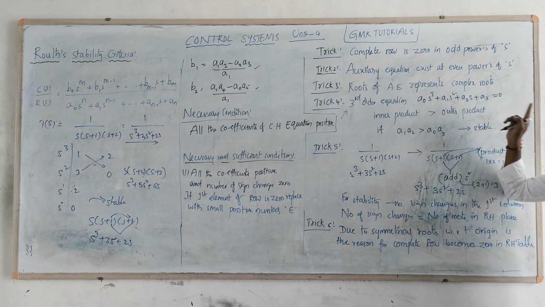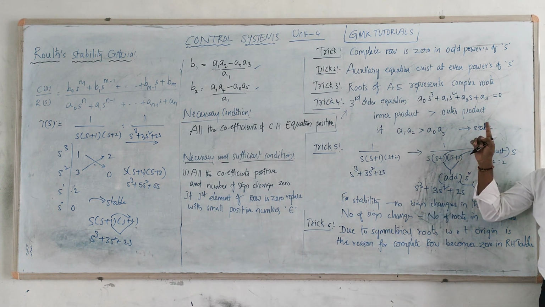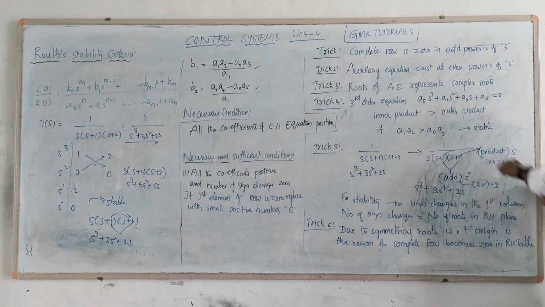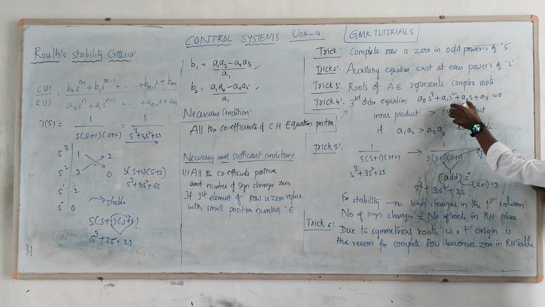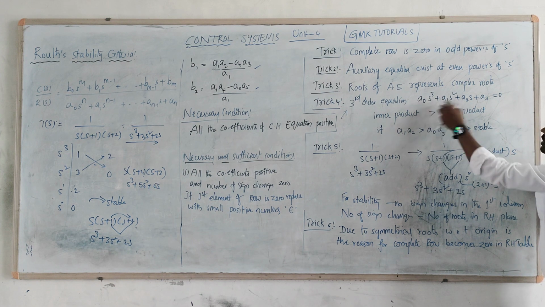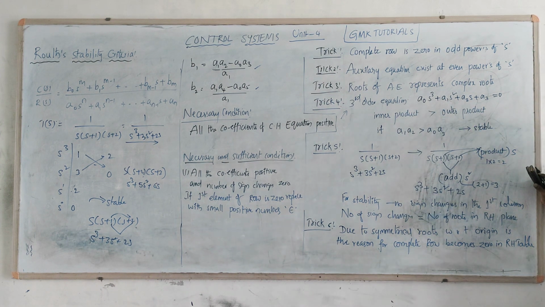In this case, if the system is said to be a stable system, inner product means these two, a1 into a2. This product must be greater than a0 into a3. You can blindly say that the system is a stable system. That is also one more trick. You don't have to calculate any procedure at all.